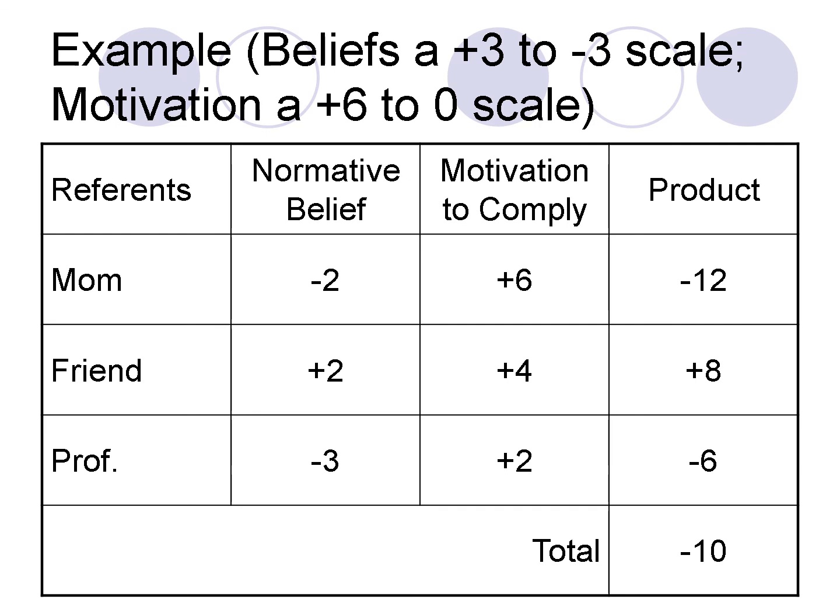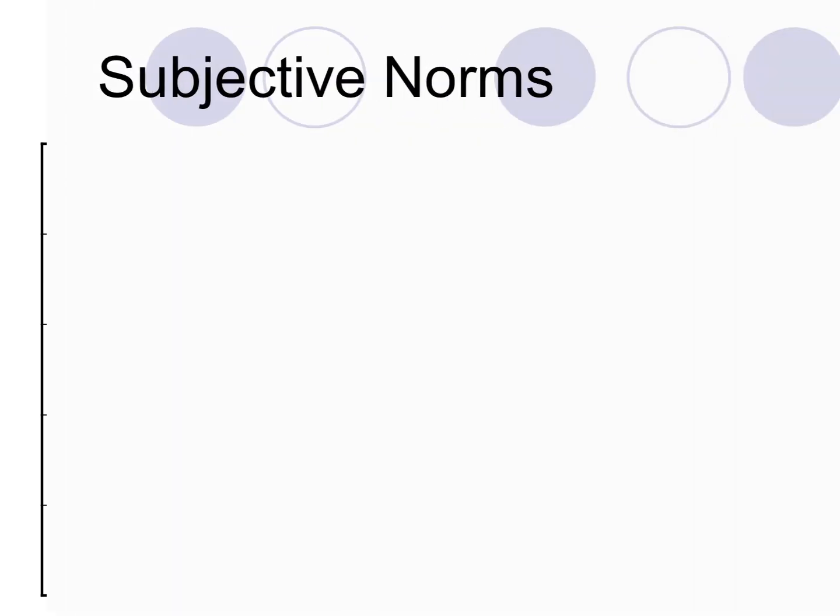And just like with attitude, we have to understand that -10 is in relationship to other numbers. So again, if we look at what all the scores could have been, normative beliefs are all between +3 and -3. Motivation to comply is between a 6 and a 0. So every product was between 18 and a -18, which means that -10 is out of a score from -54 to a +54. So -10 is good, but it's not really as high as it could be.